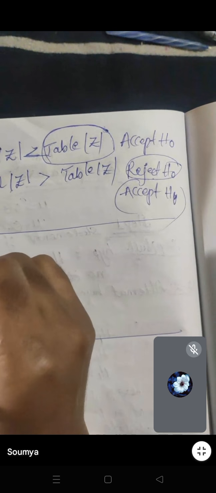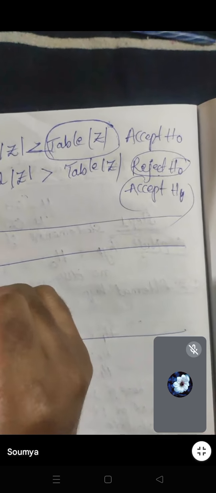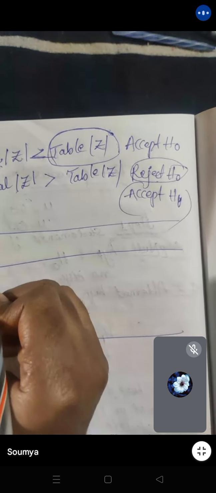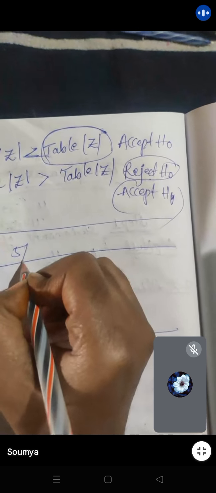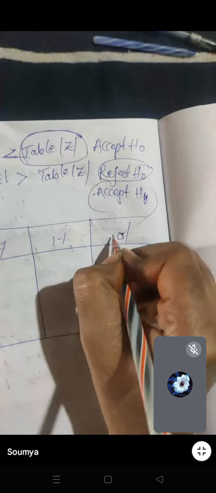Okay, what is meant by tabulated z? We will get calculated z by using this, but how will we get the tabulated z? For this, you have to know the values of the table: two-tailed, 5%, 1%, 10%.